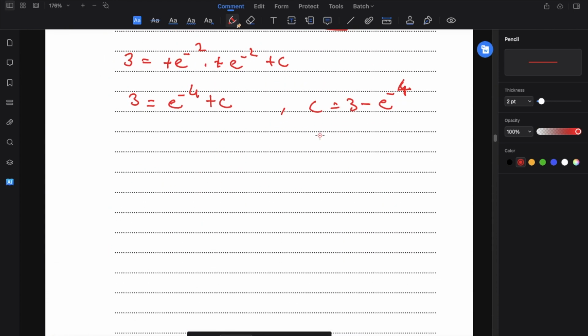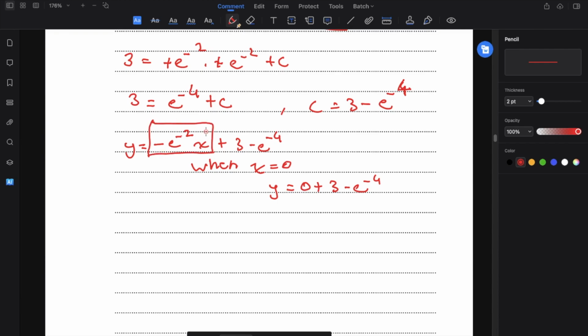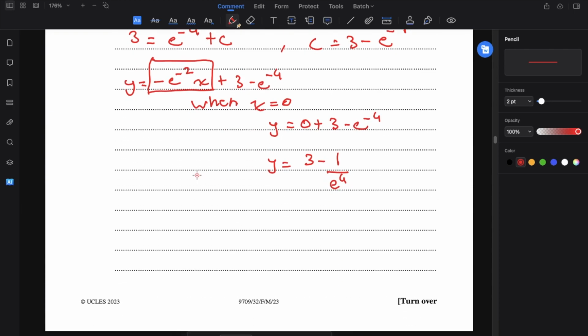So basically we just write it down as y is equal to minus e to the power minus 2 x plus 3 minus e to the power minus 4. When x is equal to 0, y is equal to 0 plus 3 minus e to the power minus 4. Since x is equal to 0, this entire first term becomes 0, since anything multiplied by 0 is 0. So y is equal to 3 minus 1 upon e to the power 4. Hence, it passes through the point 0 and 3 minus 1 upon e to the power 4. Hence proved.